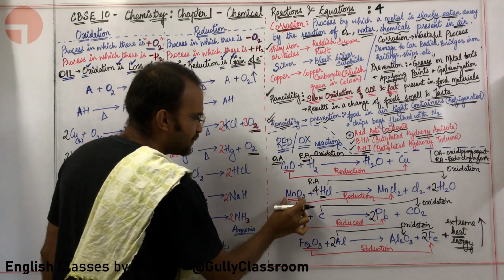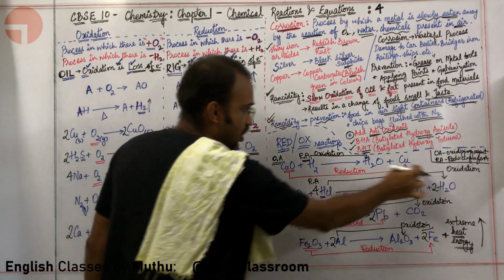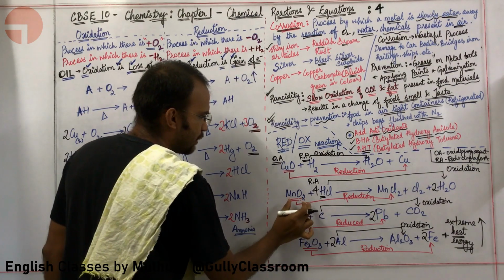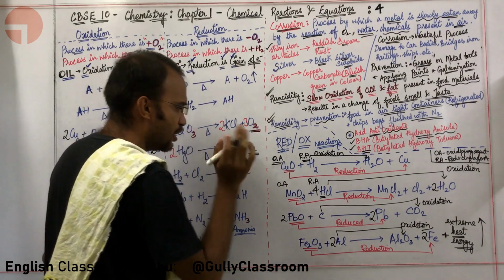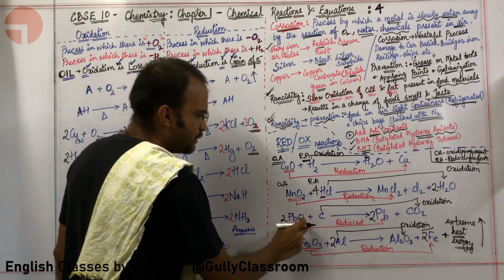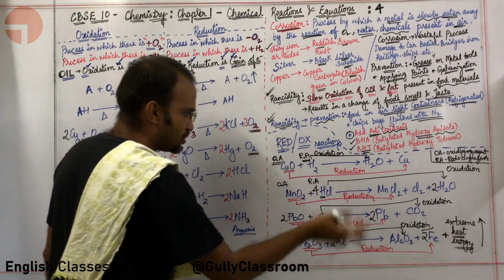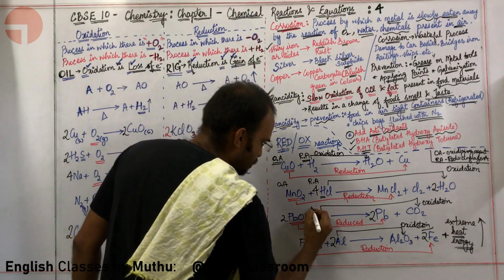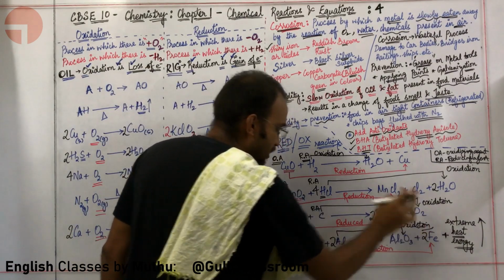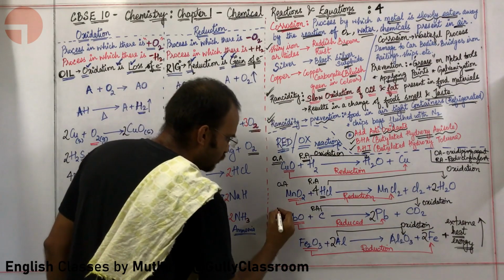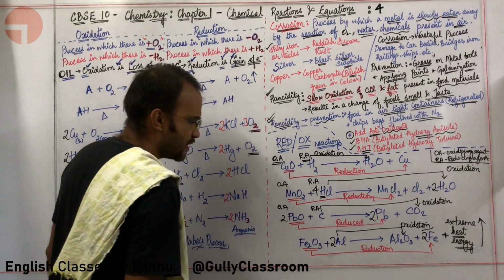Who is helping? MnO2. HCl is oxidized, but who is helping? MnO2. So it is called an oxidizing agent. What about PbO? PbO is getting reduced. Who is helping? Carbon is helping. So it is called a reducing agent. Carbon is getting oxidized. Who is helping? PbO. So it is called an oxidizing agent.